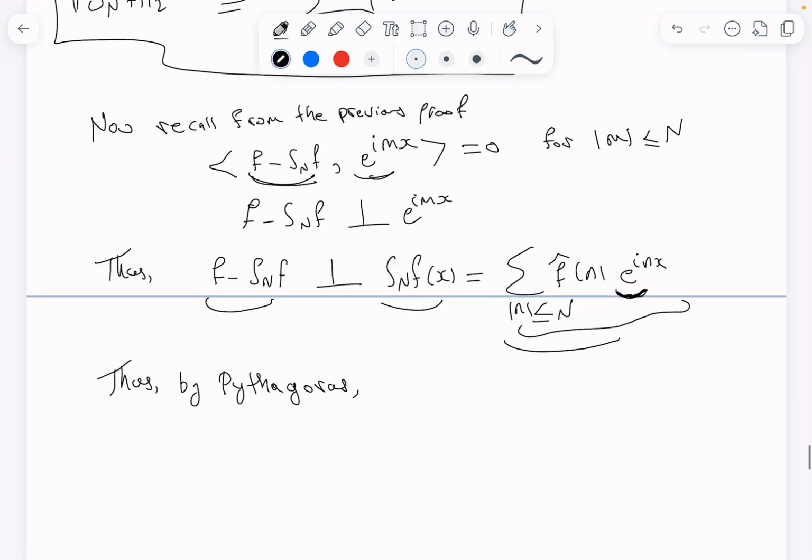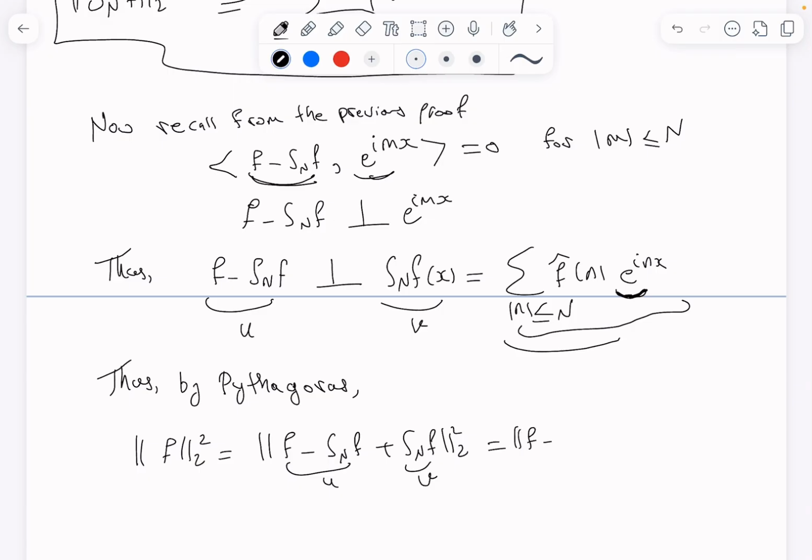Thus by Pythagoras, if this is the u and this is the v, then the L2 norm of f squared, which is the L2 norm of f minus SNF plus SNF, since this is the u and this is the v and they're orthogonal, is the norm of the first squared plus the norm of the second squared.